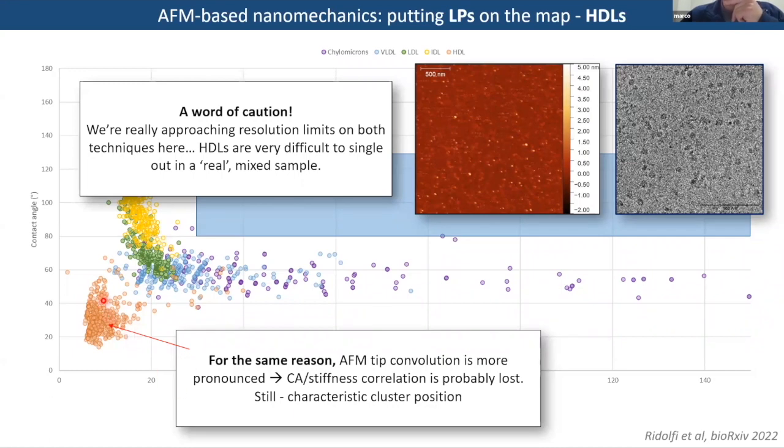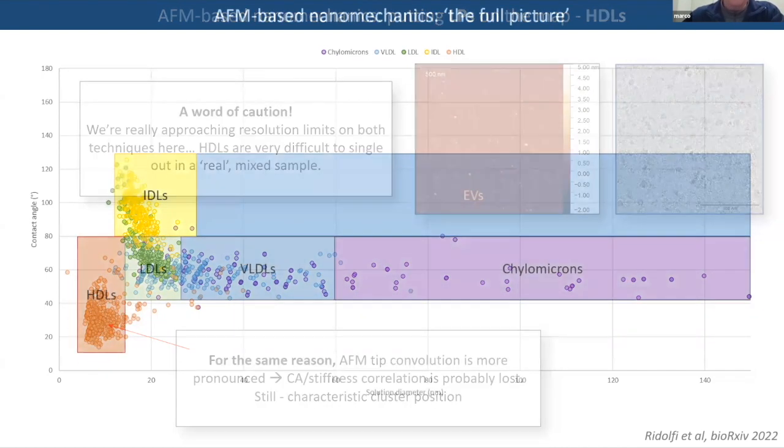But there is another problem with that, which is that they are so concentrated very often that if you need to obtain individual discrete objects to measure them, you need to dilute the sample so much that all the other species disappear, basically. So HDLs are highly problematic, but at least they always end up in the same region of the scatter plot so that we can recognize their presence, okay?